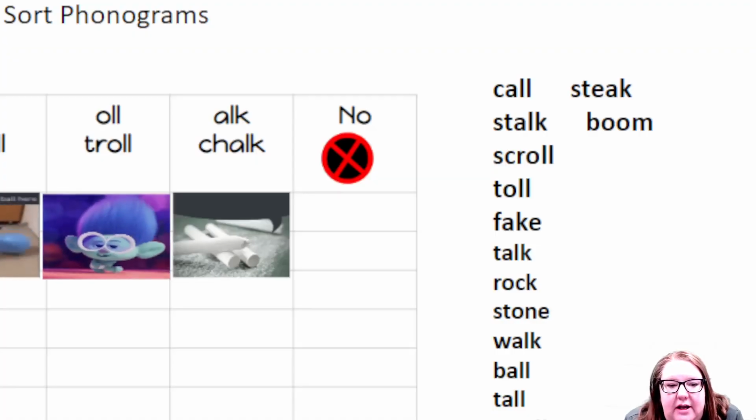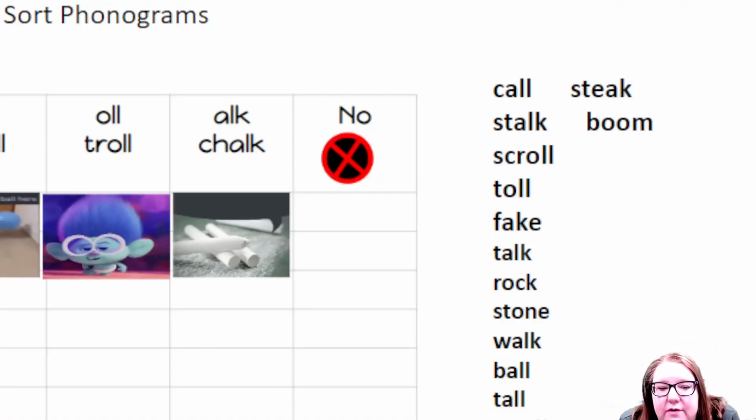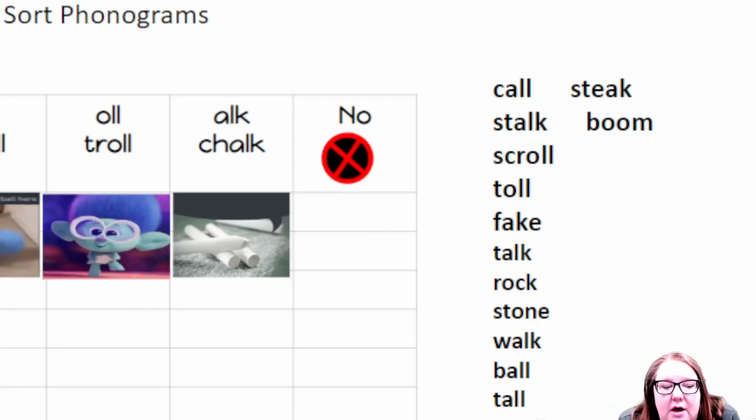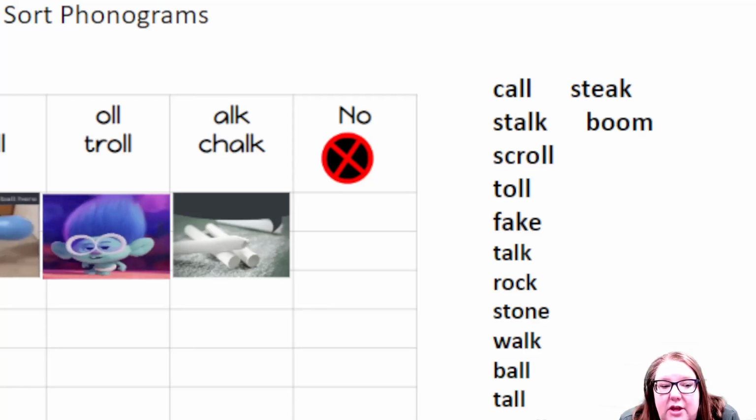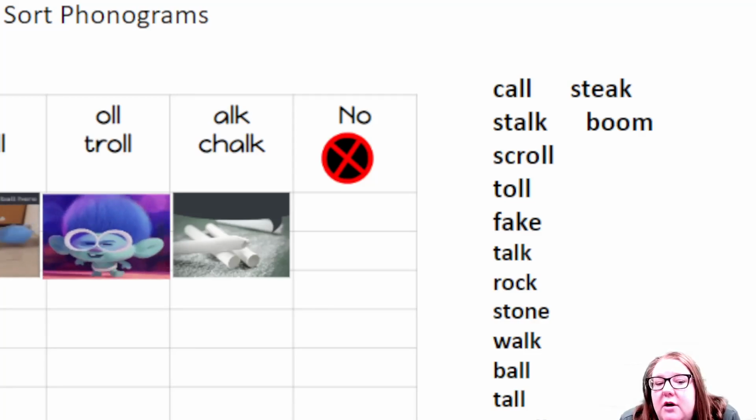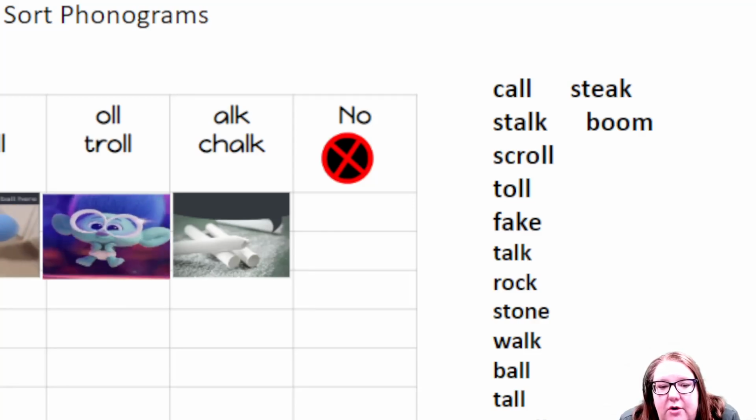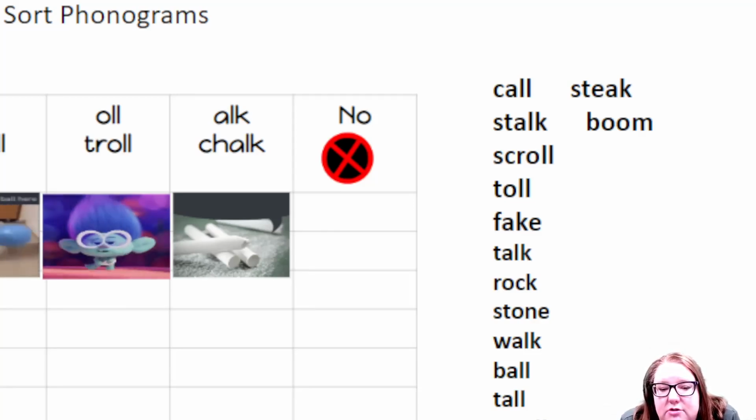All right, here again we have the same sorting phonograms. We can sort our phonograms based on the sounds that they make, the "all," the "ol," and the "awk," or there's some words that are no. Here's a list of words you can use with your student that they can sort.